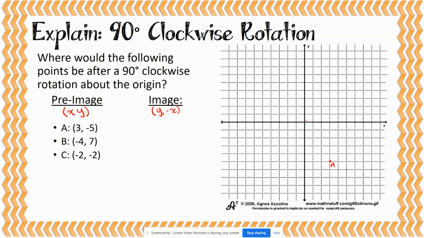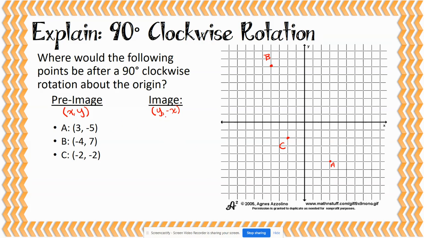If B is located at (-4, 7), then I would start here. Always start at the origin. -4 for an X value means left 4. 7 for a Y value means up 7. So here is B. C is located at (-2, -2). So C starts left 2 and then also down 2.